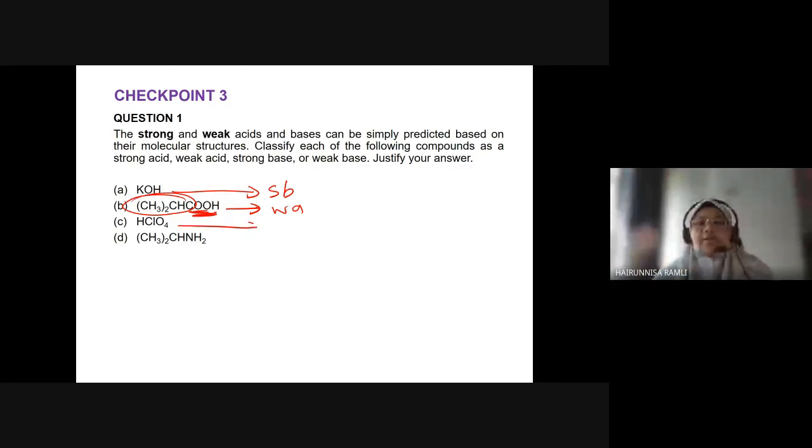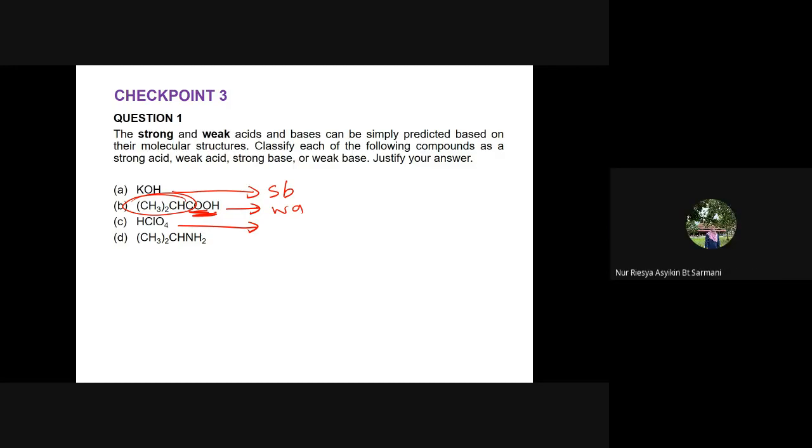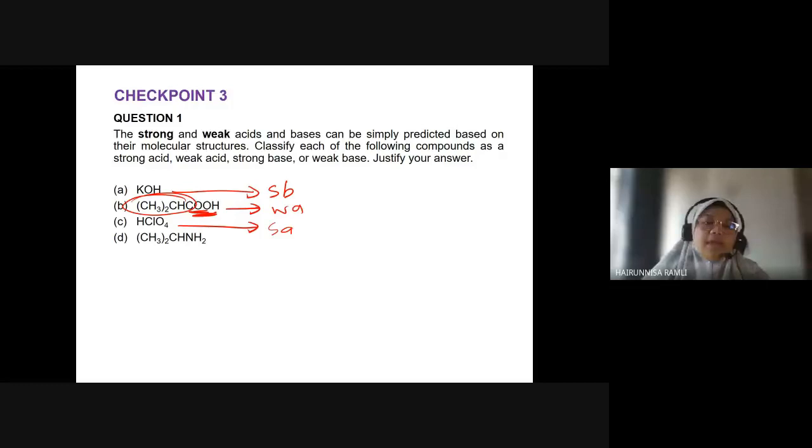How about HClO4? What is this? This is perchloric. Bila saya sebut perchloric acid lah. This is acid. Is this strong or weak? Strong. This is strong acid. Why? How to get to know that this is strong acid? You tengok je. Okay, this is considered as oxo acid. Okay, acid yang ada oksigen. And then you tengok pula oxo acid yang oksigen dia sangat banyak. So kita boleh terus assume that this is a strong acid lah.